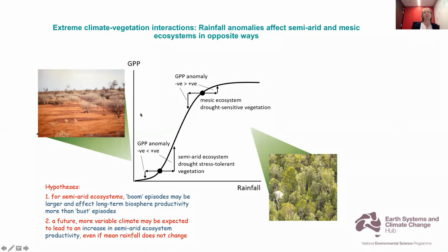But of course, the opposite would be expected for the mesic ecosystems, where the vegetation would tend to be more drought sensitive. In those cases, we would expect the big dries to be bigger than the big wets. In other words, a large rainfall deficit would be expected to cause more carbon release than a big wet event.